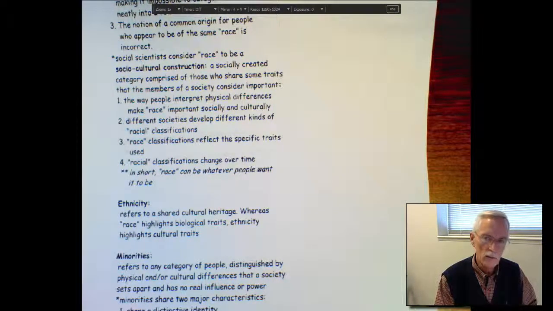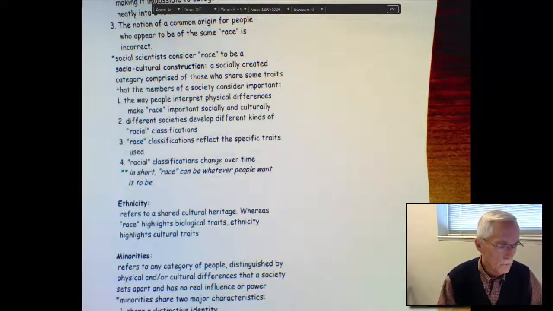distinct races. And from 1910 to 1940, the U.S. Census employed the racial category of Hindu to refer to or describe Southern Asian Indians. Now look at number 3. Race classifications are going to reflect the specific traits used.